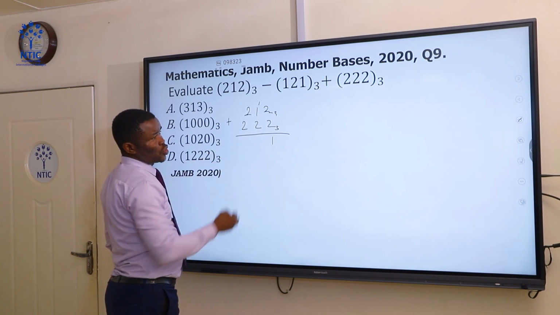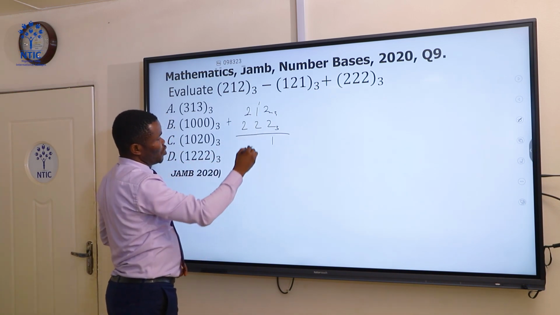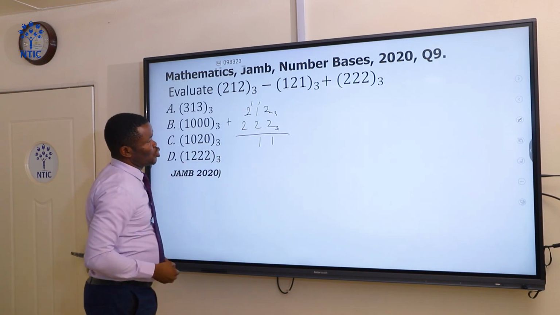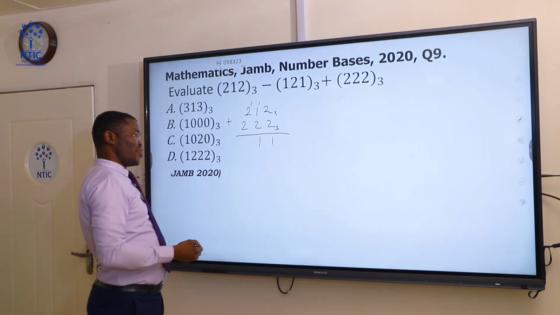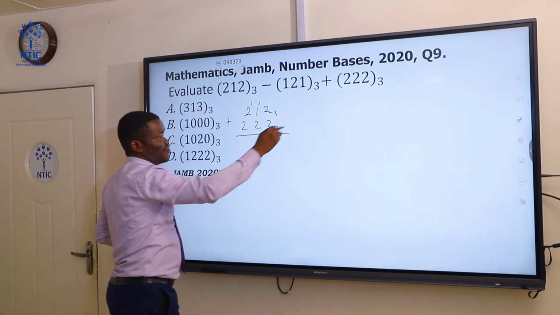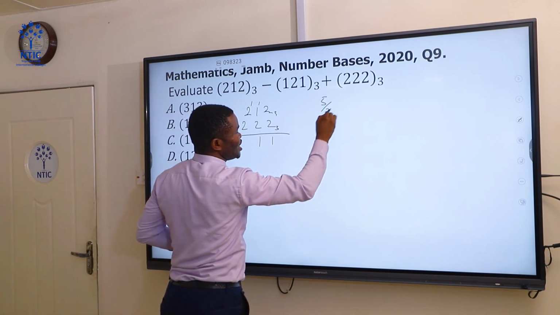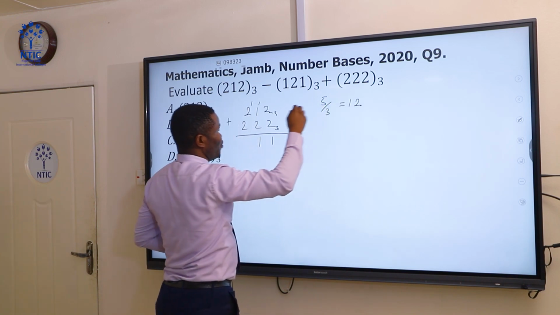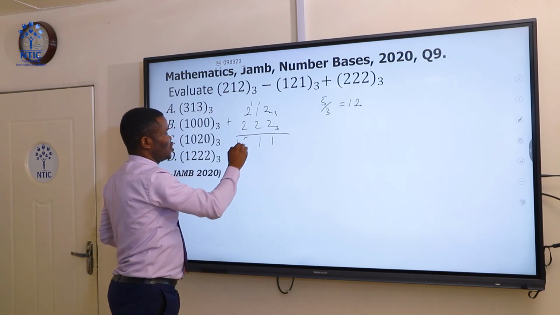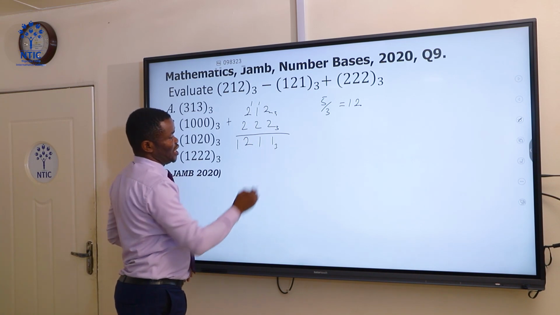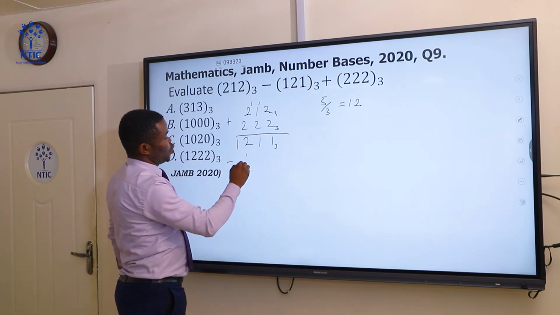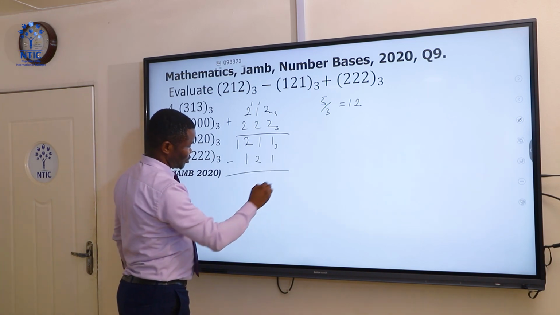This is 1 plus 2, 3 plus 1, 4, is still 11. So take 1 to the left. So this is going to be 5. 5 in base 3 is going to be 1, remainder 2. That's why 5 in base 3 is 12. So you just write 12 in base 3.